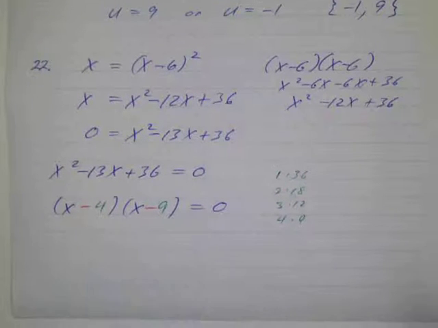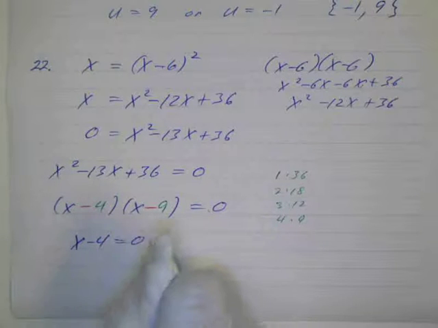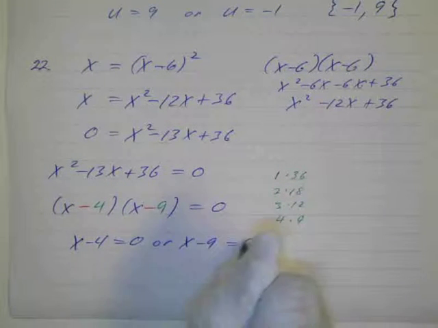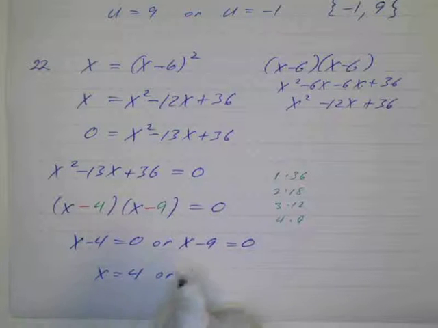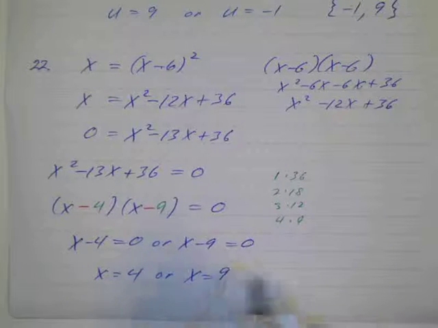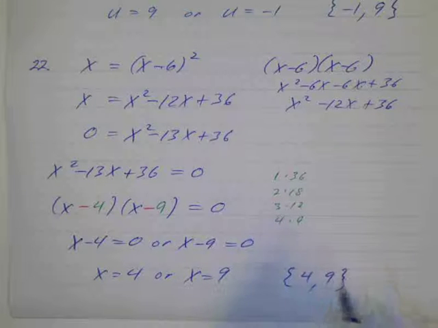And then we know that if that's the case, we know that either x minus 4 equals 0 or x minus 9 equals 0. So if I add 4 to both sides, x equals 4 or x equals 9. And your solution set is just 4, 9. There you go.